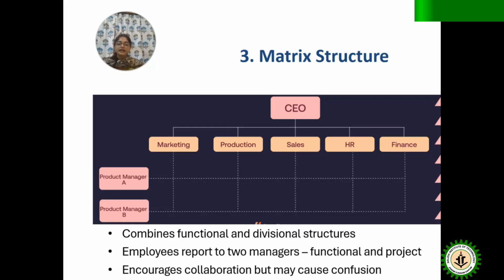That means here the product manager A and product manager B in the given diagram are simultaneously working under the marketing, the production, the sales, the HR and the finance. That means they are supposed to report to all these departments individually, and also they are supposed to work in unison with all the departments.